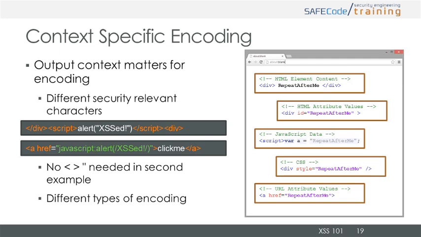So, for example, by encoding less than, greater than, and quote, we can defend against many cross-site scripting attacks in the HTML element context, but the attacker does not require those characters in the URL context to successfully exploit cross-site scripting. Incorrect encoding can leave your application open to cross-site scripting attacks or break your website's functionality. You need to ensure that your encoder supports different output contexts and that you use them correctly.